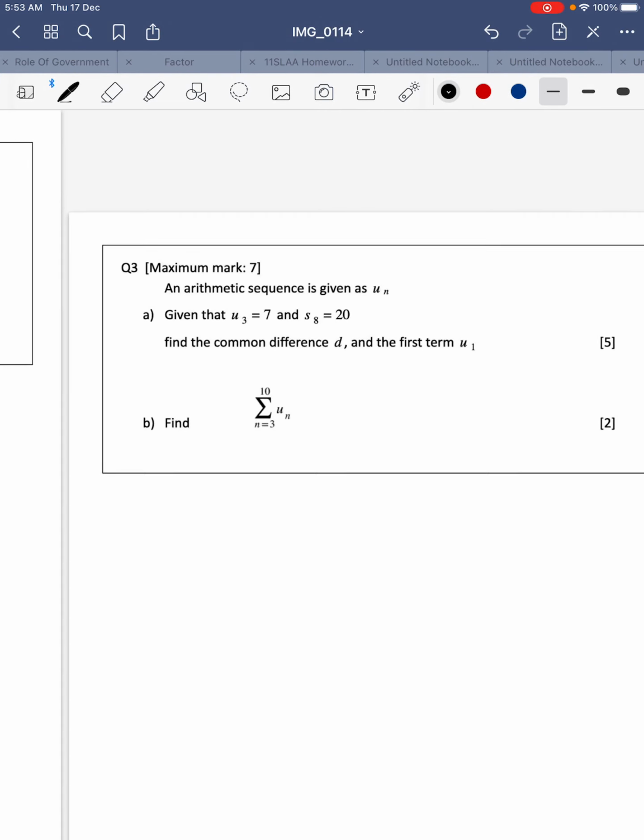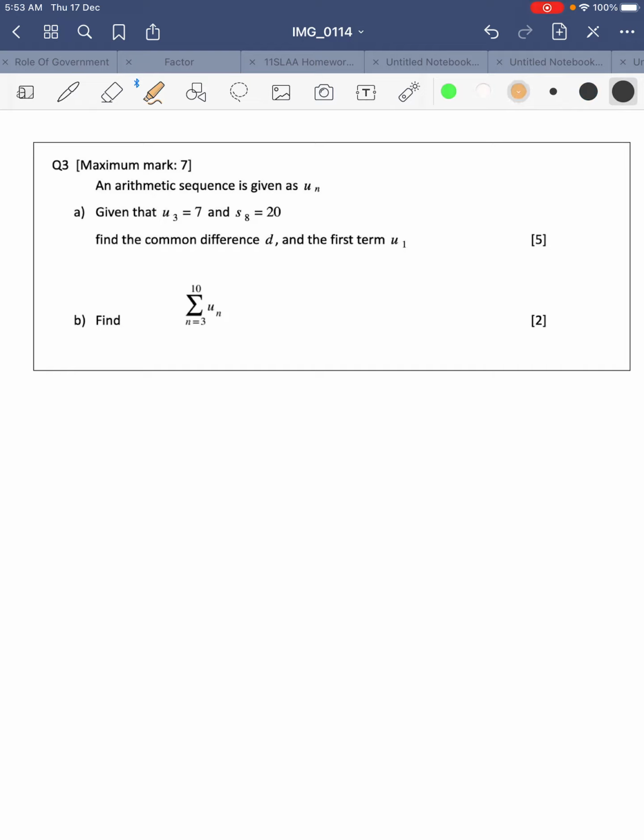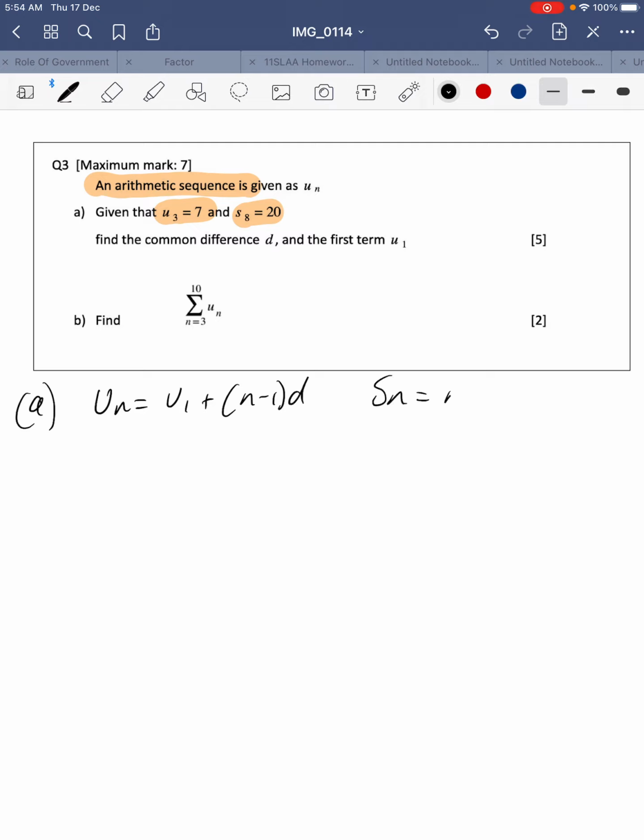Okay, so looking for clues in the question again. It's not too hard to find. It's arithmetic. So the sequence is arithmetic, and it talks about u of n and s of n. So the first thing we're going to do is write down our formulas. U of n is u of 1 plus (n minus 1)d. And s of n equals n over 2 into (2u1 plus (n minus 1) into d).